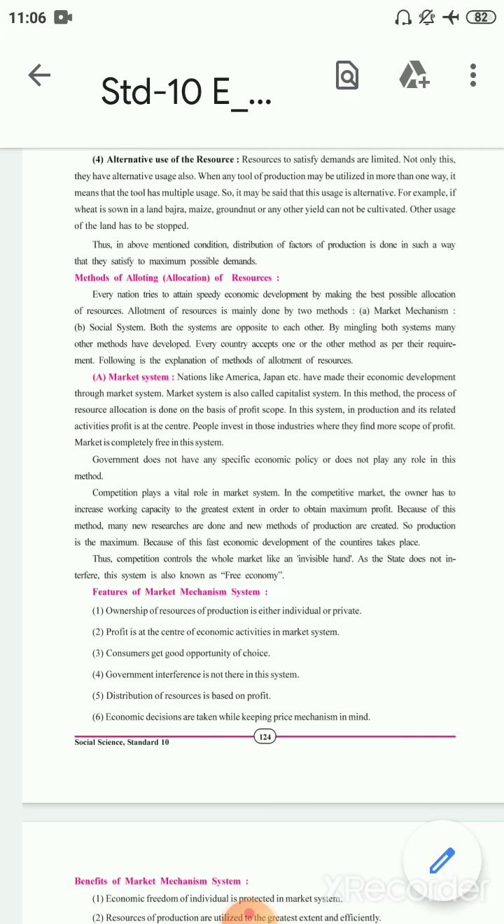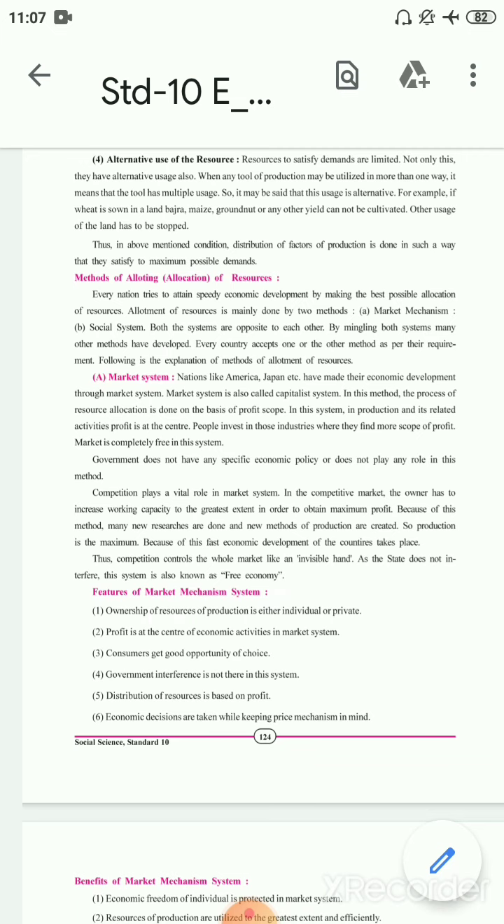So there is competition. In the competitive market, the owner has to increase his working capacity to the greatest extent in order to obtain maximum profit. So a producer or a worker will always try to use his technique or skill to produce more with fewer resources, and that also in a speedy manner.